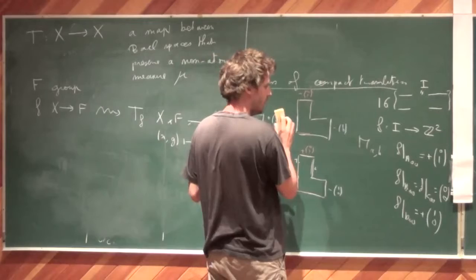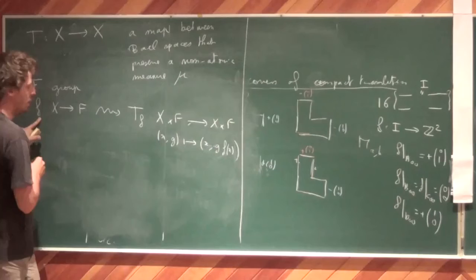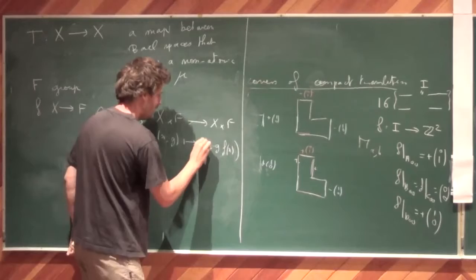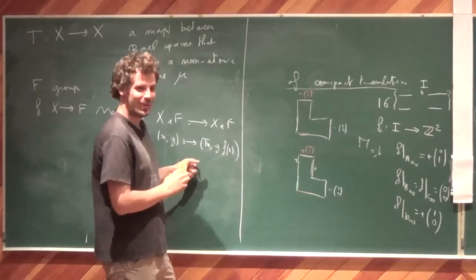Correct? T_X? T? No, this is an F. Now it is an F, sorry. The very last thing you wrote, you left the T out. Oh, yes. Thank you. Yeah, continue to remind me that there is a T.